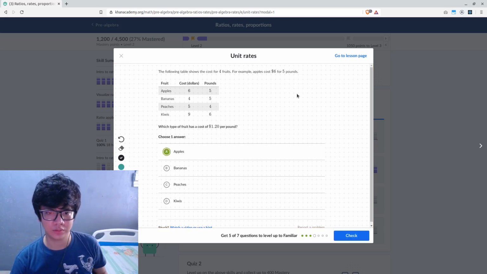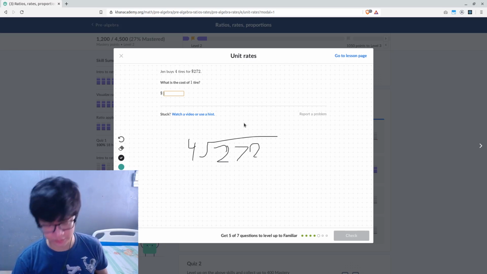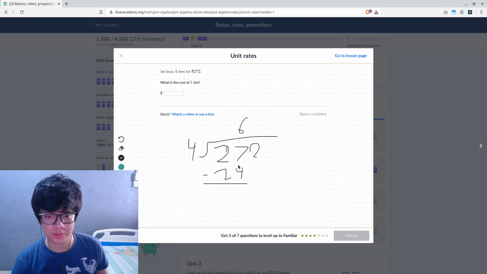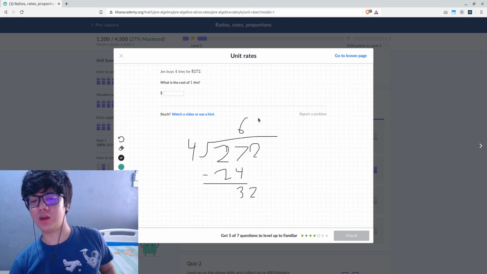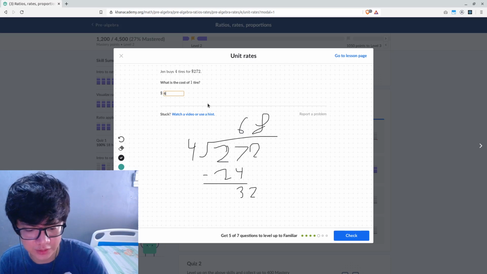Apples. I'm sure about that. Jen buys 4 tires for $27. Let's see, 8 is 24. Oh no, it's added to that. That's actual 6 and 4. 3, 32, and we have 8. 68 per tire.